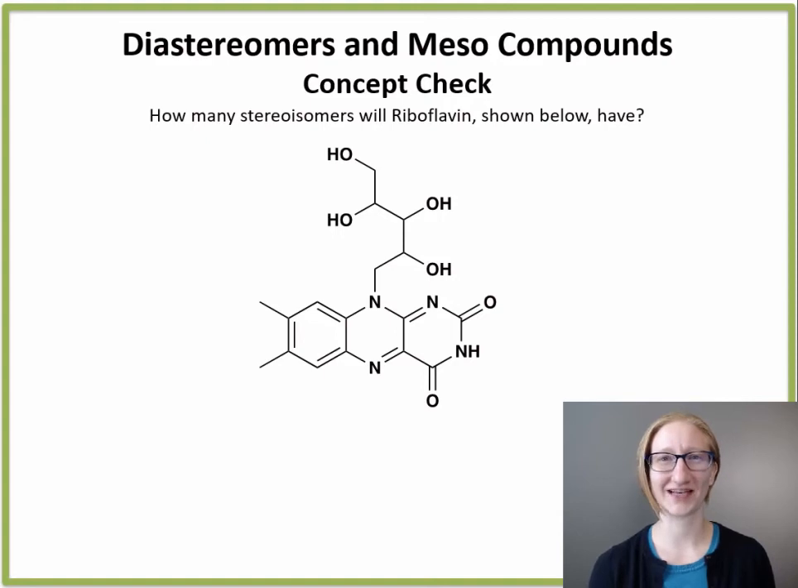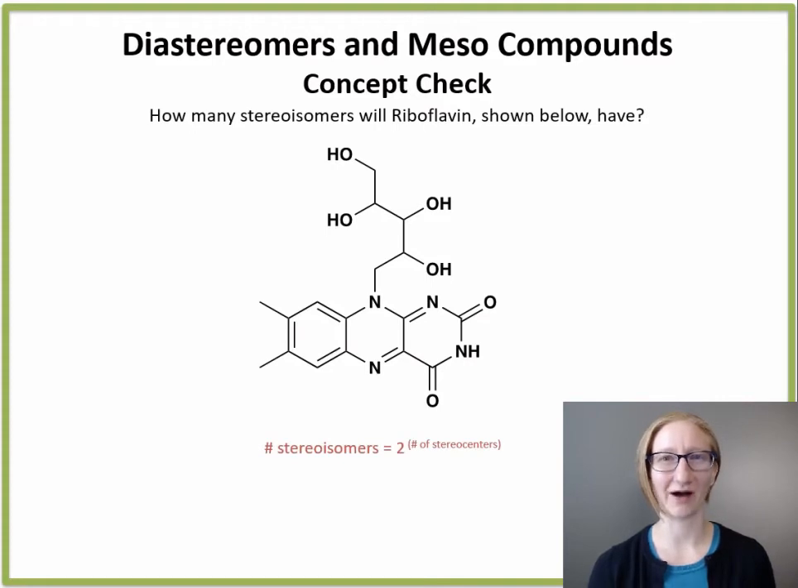This first question asks you how many stereoisomers riboflavin will have. Here we need to do two things. First, we need to remember that the number of stereoisomers that a molecule has is defined as 2 to the number of stereocenters in that molecule.